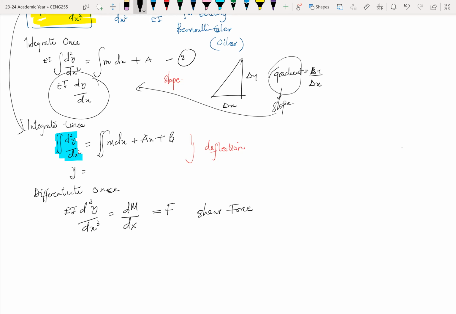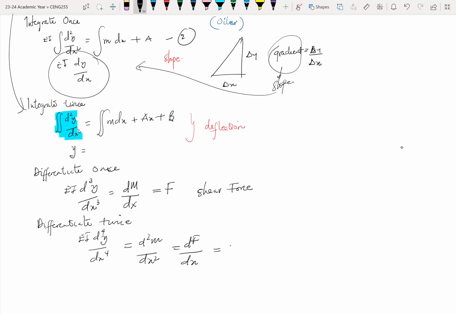If we differentiate the Bernoulli equation once, you get the shear. And if you differentiate it twice, you get the load intensity. So that's EI d^4y/dx^4, which is equal to d^2M/dx^2, the same as f(x). Most likely this will be a negative value, but that's something for us to look at later. So this becomes W, where W is the load intensity.